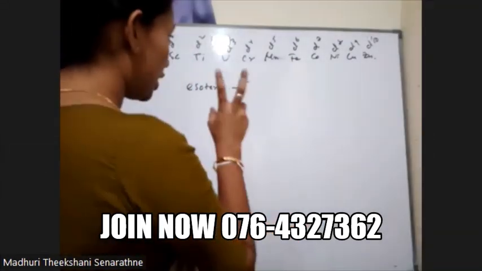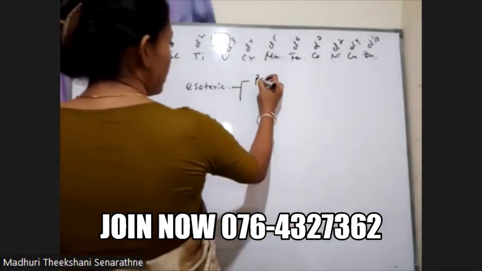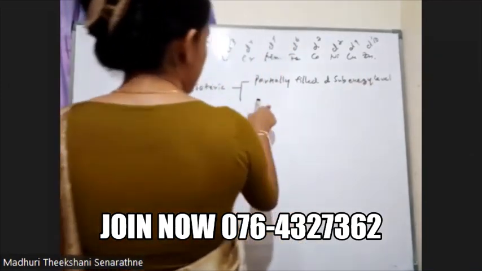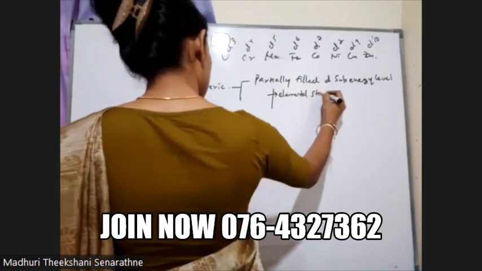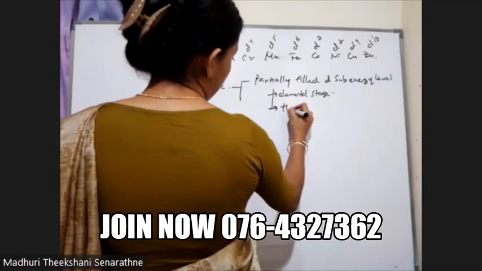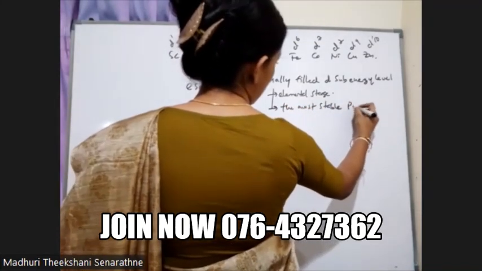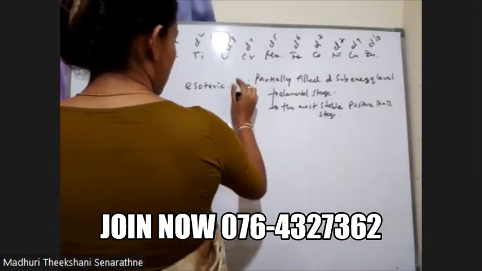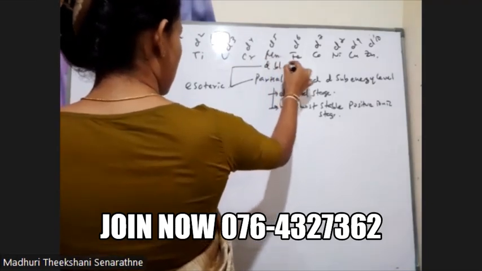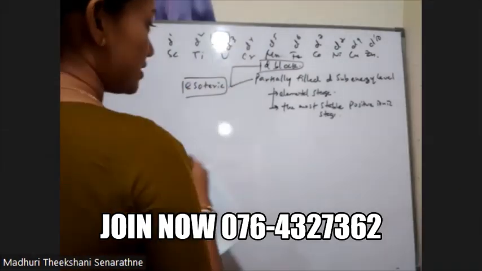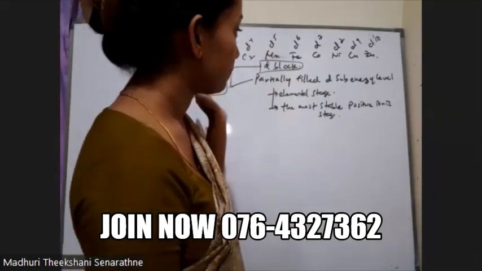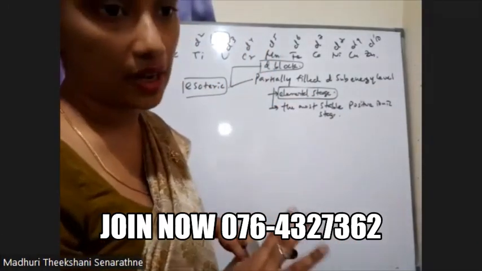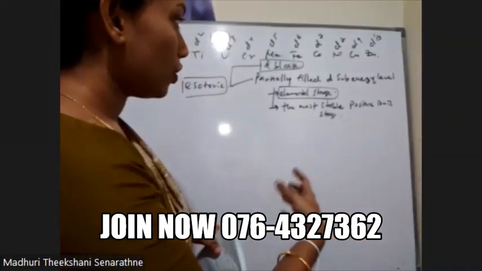The second condition is the particular element should have partially filled sub-energy levels in its elemental stage or most stable positive ionic stage. Initially it should be included in the D block for considering it as an esoteric element, and in the elemental stage, it should have partially filled D sub-energy levels. If not, then we can go to the second step.